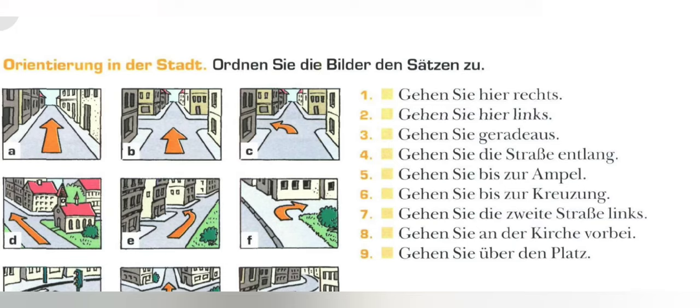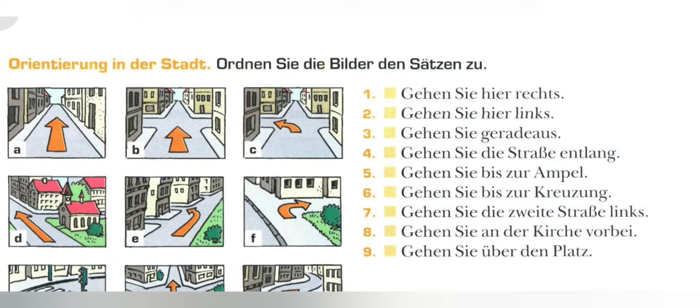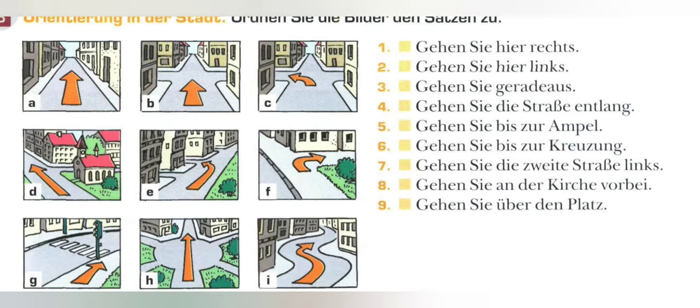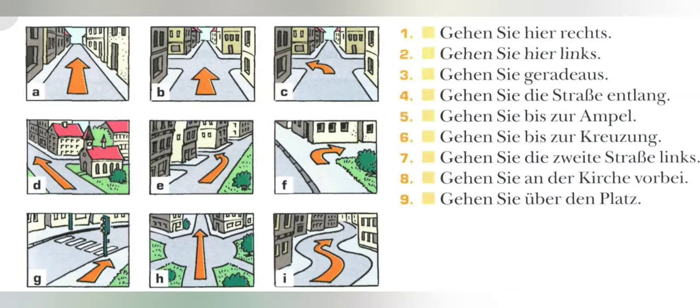And the E one is matching with the seventh one. Second street, because second street is written and here White Strasse is written. And next, the F one is matching. Gehen Sie hier rechts, the right one, first sentence. And then G is matching with the fifth one because the red light is called Ampel, and H is matching with the ninth one. Gehen Sie hier über den Platz. And then I, the last one, is matching with the fourth one. Gehen Sie die Straße entlang.